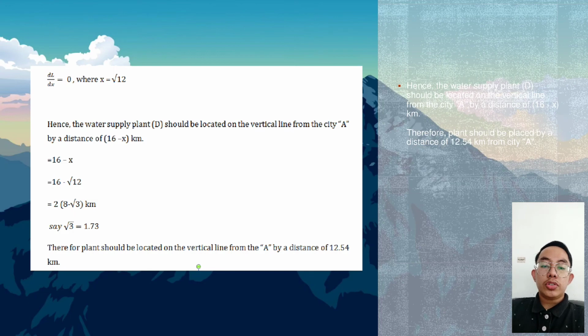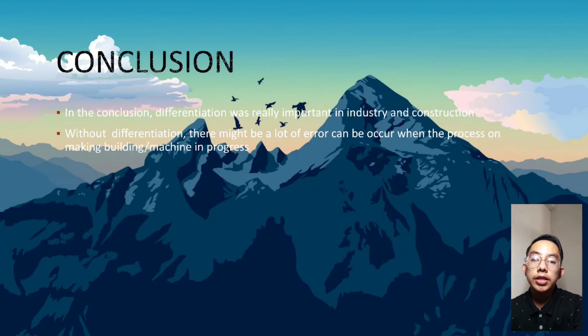And that's how you use the application of differentiation in construction. So in conclusion, differentiation is really important in industry and construction. Without differentiation, a lot of errors might occur in the process of making a building or machine in progress. So that's it from me and my group.